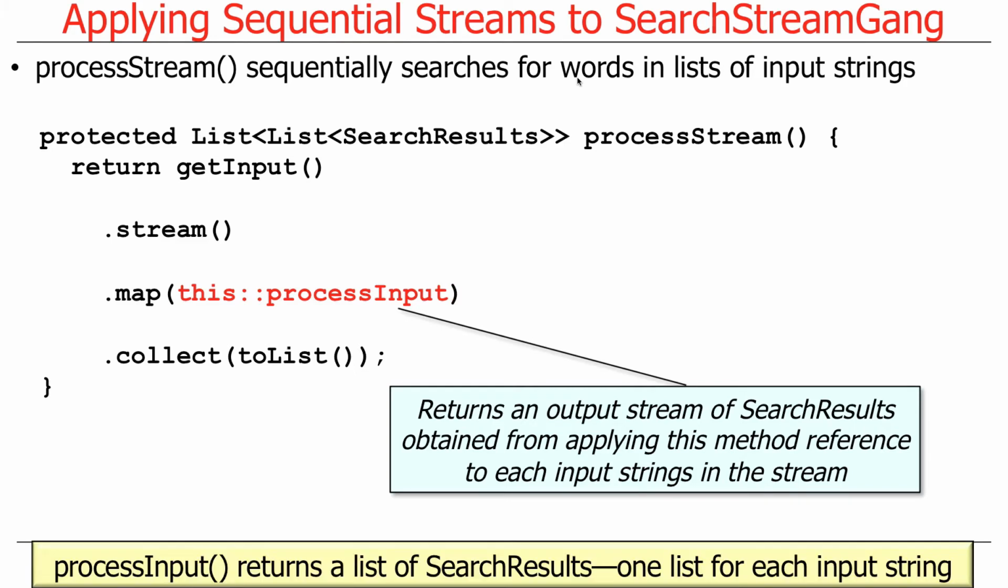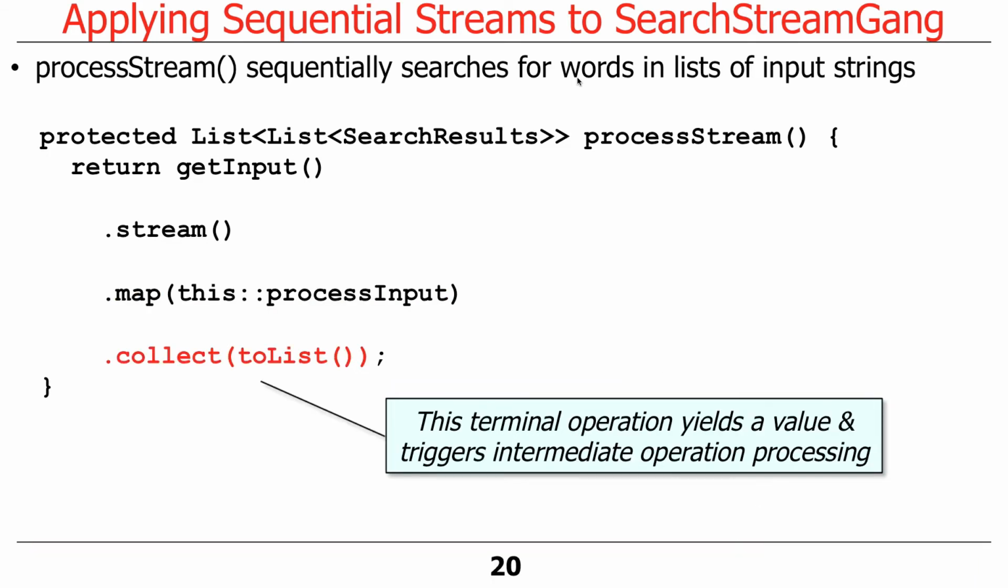Then we take the results of that, because process input returns a list of search results, one list for each input string. And then we're going to call collect. Remember, collect is the terminal operation. Collect is going to run this stream, and it's going to take every element that comes out of map and coalesce or reduce it into a list. That's what toList does. So it's going to take a list of search results for each element that came out of map, and create a list of search results. For every input string, we'll have a list of search results. And since we had a list of input strings, we'll end up with a list of search results.